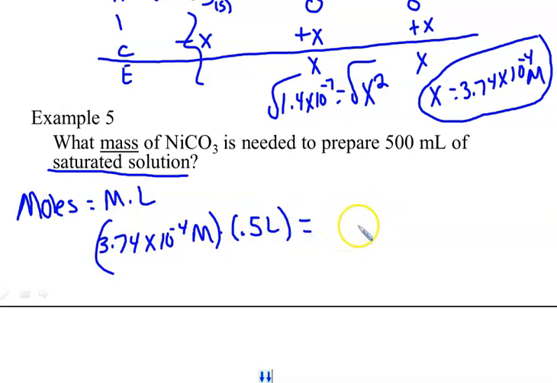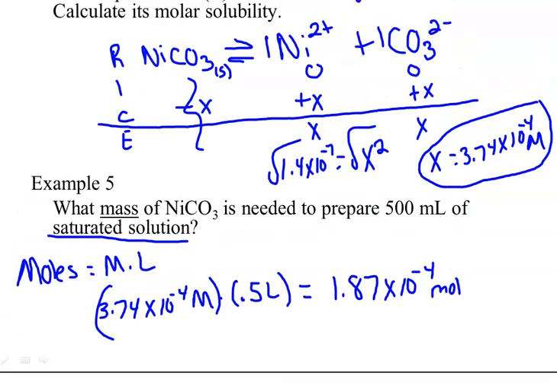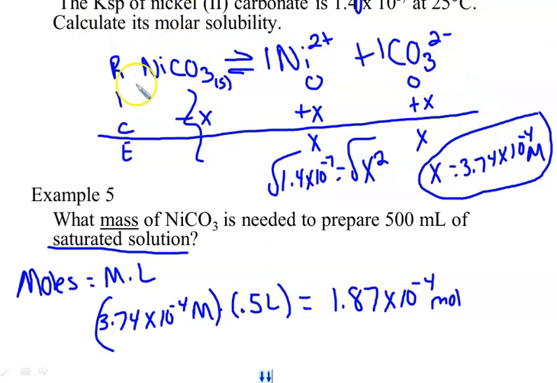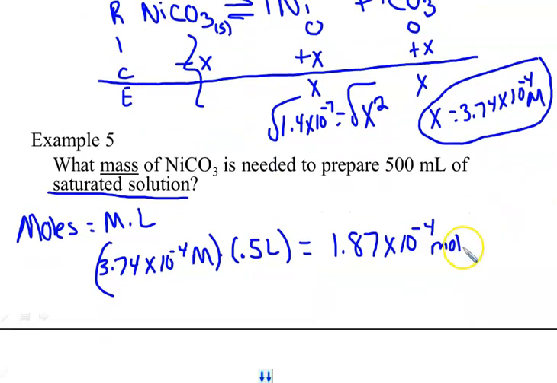And so we have a 1.87 times 10 to the negative 4th. That's how many moles. That's how many moles of your nickel carbonate there will be. So this is going to be your NiCO3.